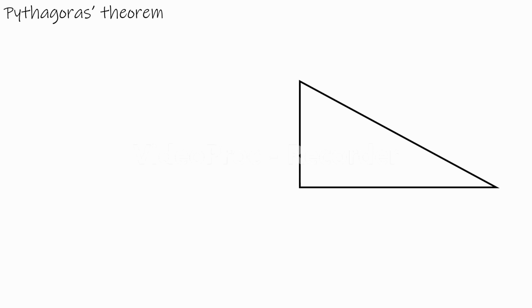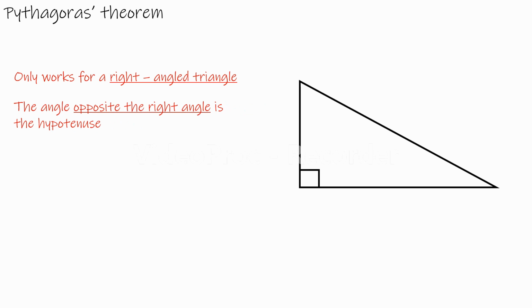Pythagoras' theorem is something we use to find a missing side length in a right-angled triangle. This only works for right-angled triangles, which will be signified by a square angle or 90 degrees. Now, we can say that the hypotenuse is the side opposite the right angle. The hypotenuse simply means the longest side, and in a right-angled triangle, it will always be opposite that right angle.